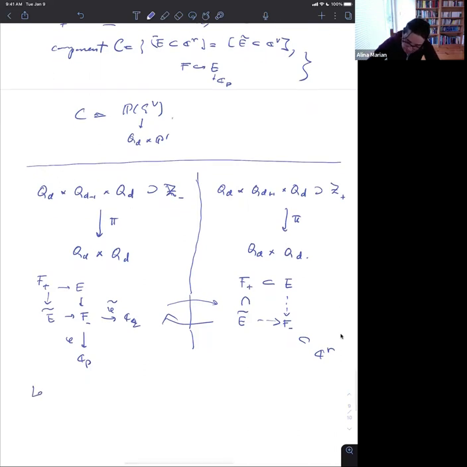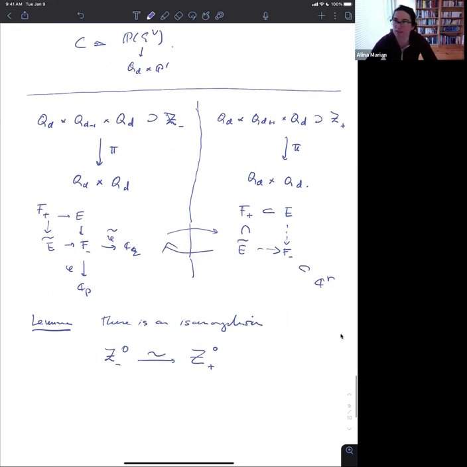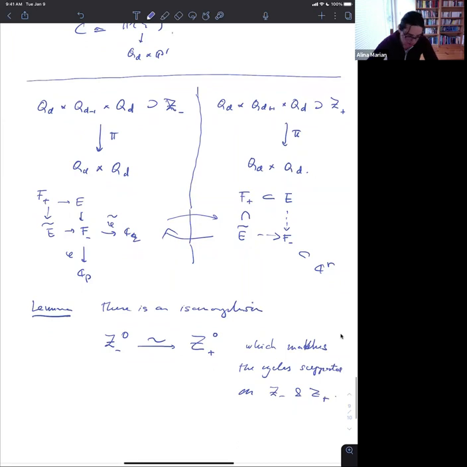So let me write this as a lemma. So there is an isomorphism. So as I said, this is not at all unlike the calculation of the Nakajima commutators on the Hilbert scheme, where this type of analysis is also done. Okay, which basically interchanges, which matches the cycle supported on these two subschemes on Z minus and Z plus. Okay. So then you have to deal with what's left essentially.